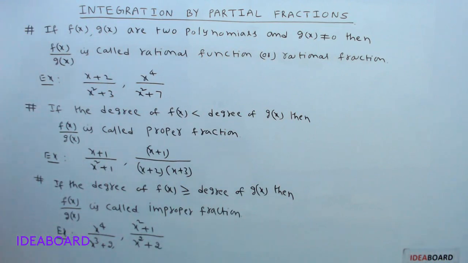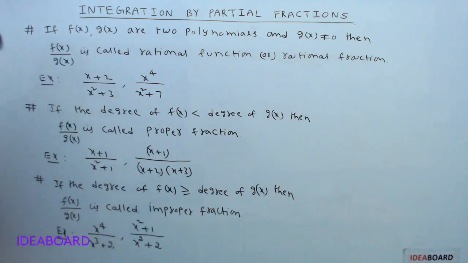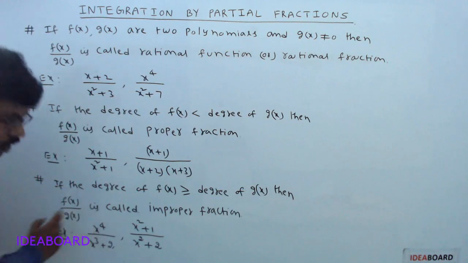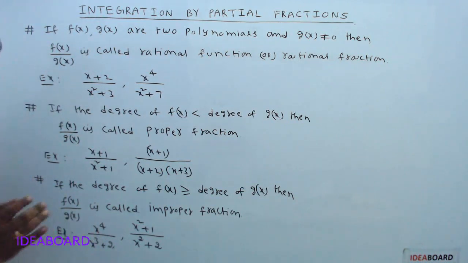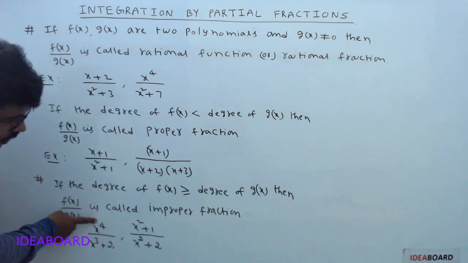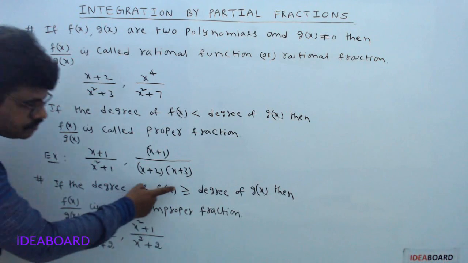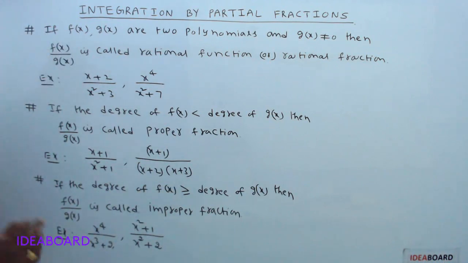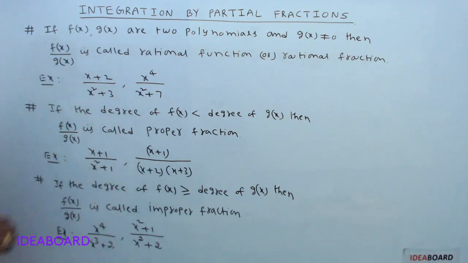Now see some examples. x power 4 divided by x cube plus 2. Here degree of numerator is 4 and degree of denominator is 3. Clearly degree of numerator is greater than degree of denominator. Here the greater than condition is satisfied, so this fraction is called an improper fraction.